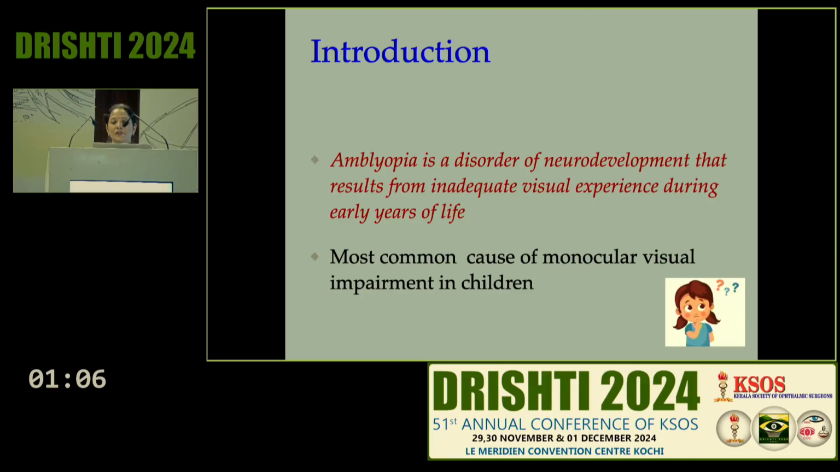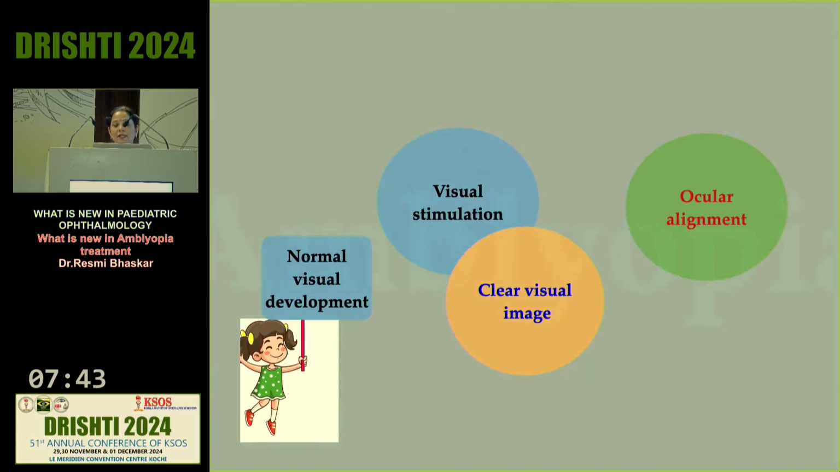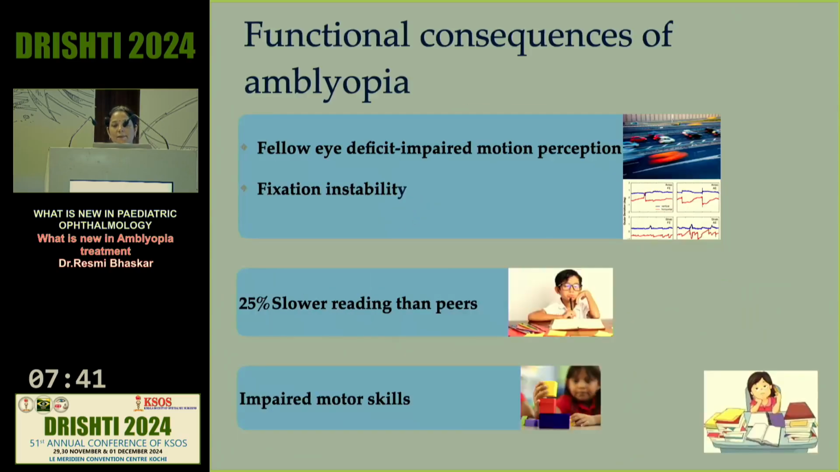Amblyopia is a disorder of neurodevelopment that results from inadequate visual experience during the early years of life, that is, during the critical period. It's the most common cause of monocular visual impairment in children. For normal visual development in a child, you need visual stimulation, ocular alignment, and a clear visual image. If any of these is disrupted, it will result in amblyopia. Amblyopia causes a decrease in vision as well as a decrease in contrast sensitivity.